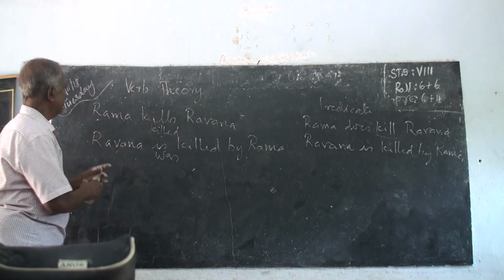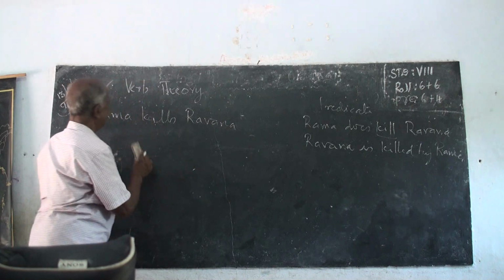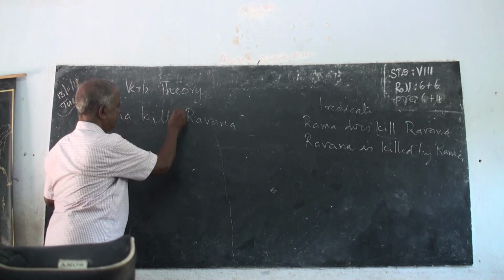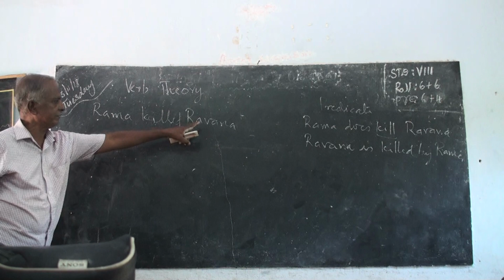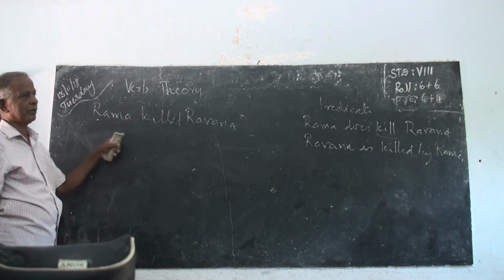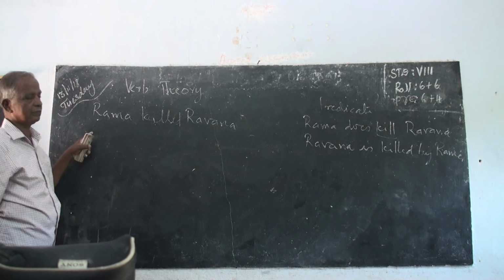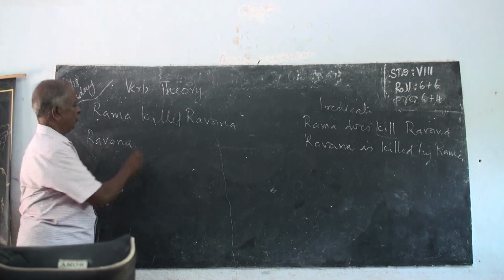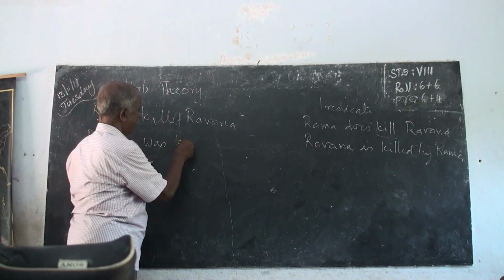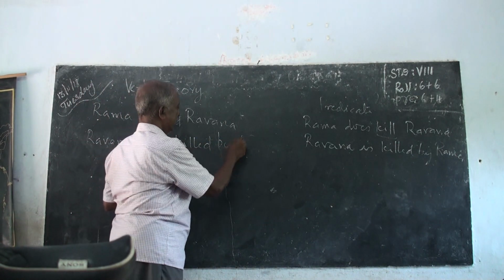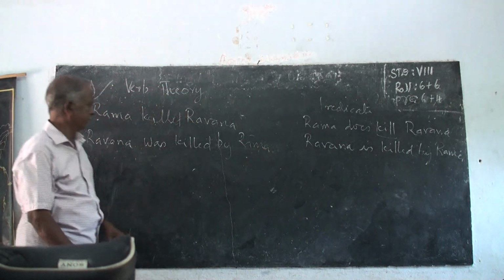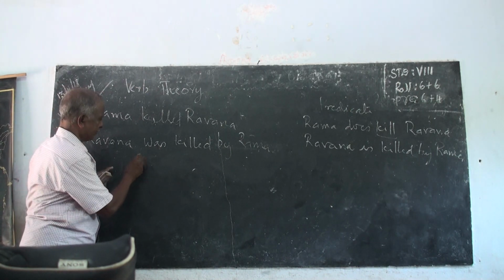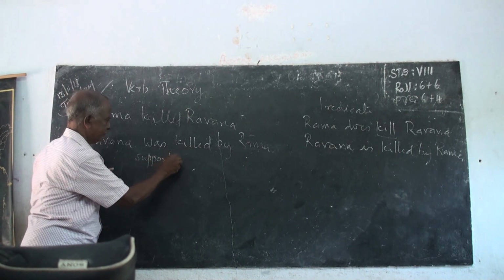So, you can write Rama killed Ravana. How can you convert this into passive voice? You have to bring the object to this side. Ravana was killed by Rama. Then, what verb is this? Was. It is a supporting verb.